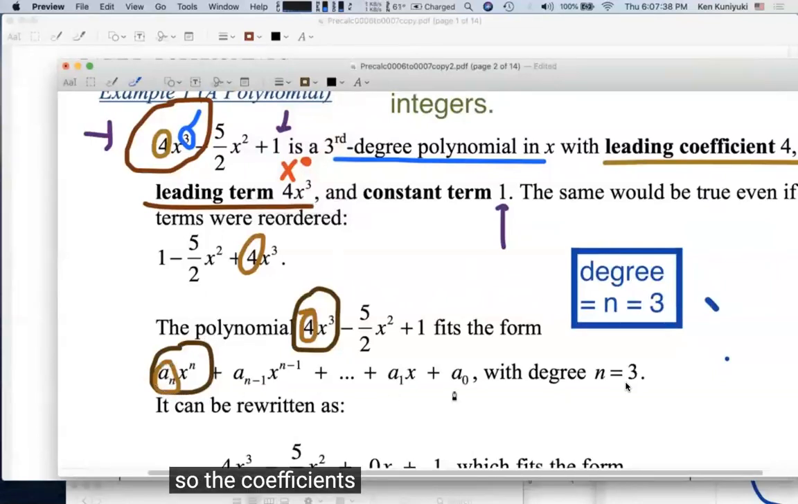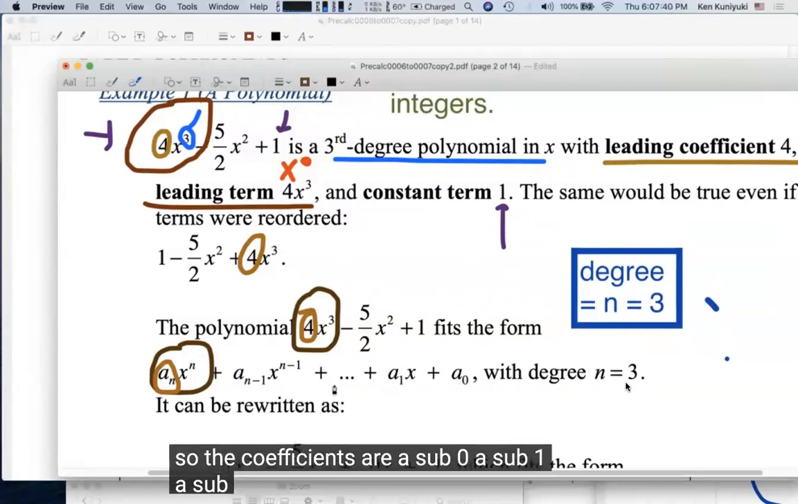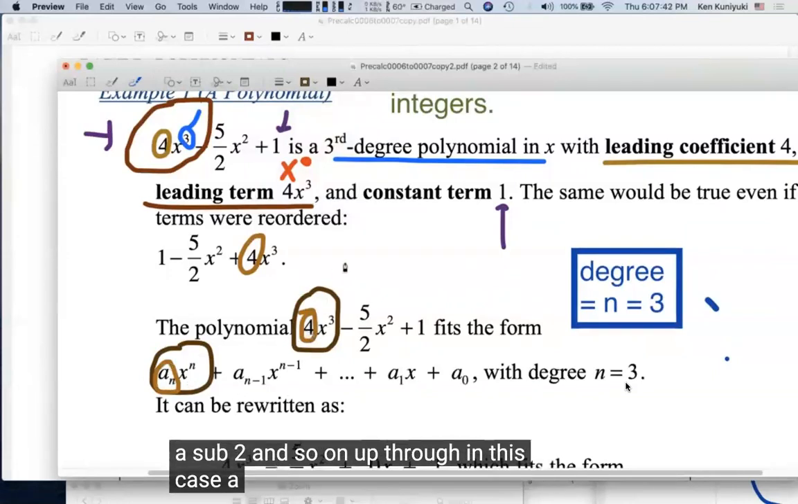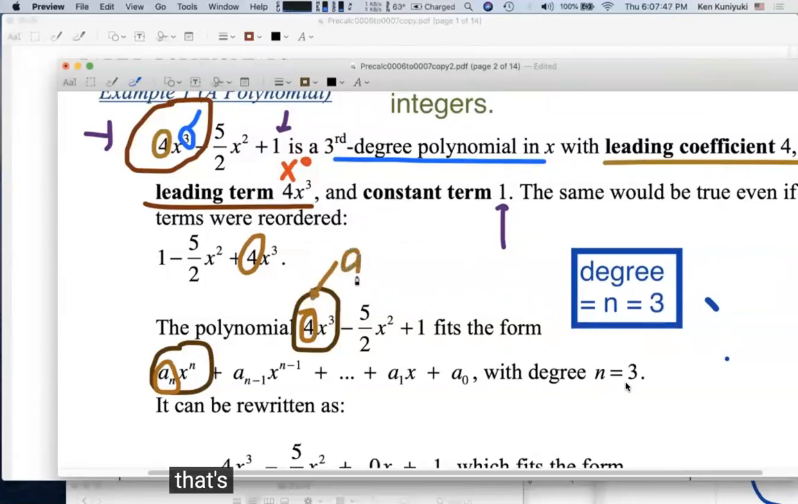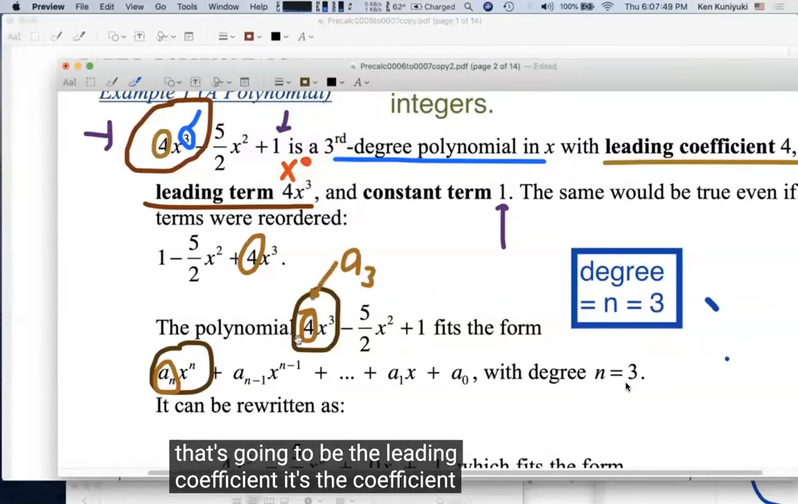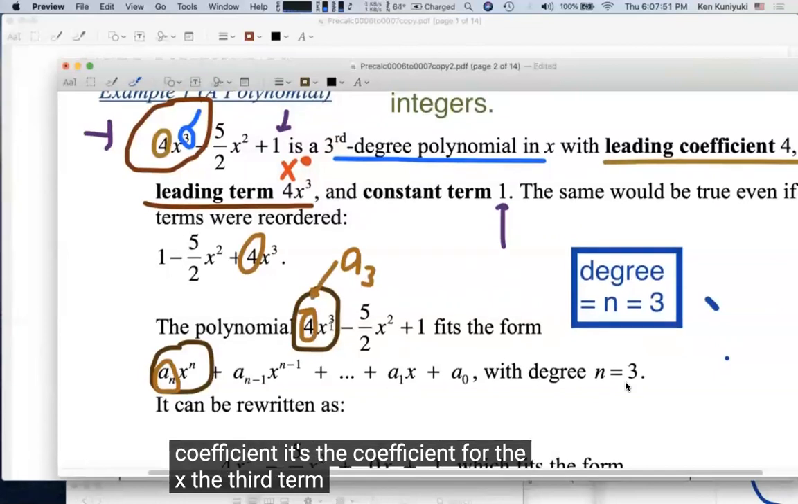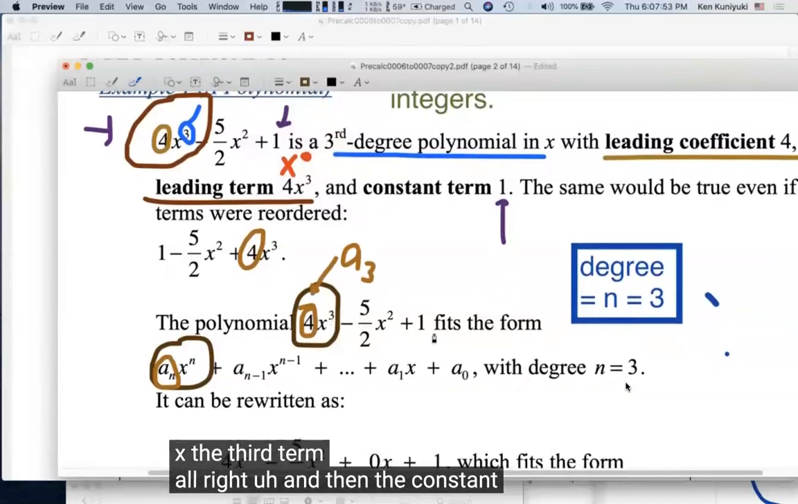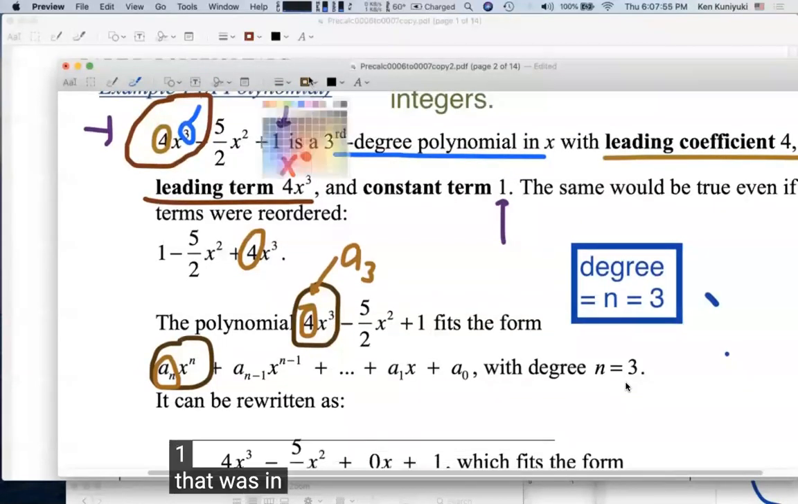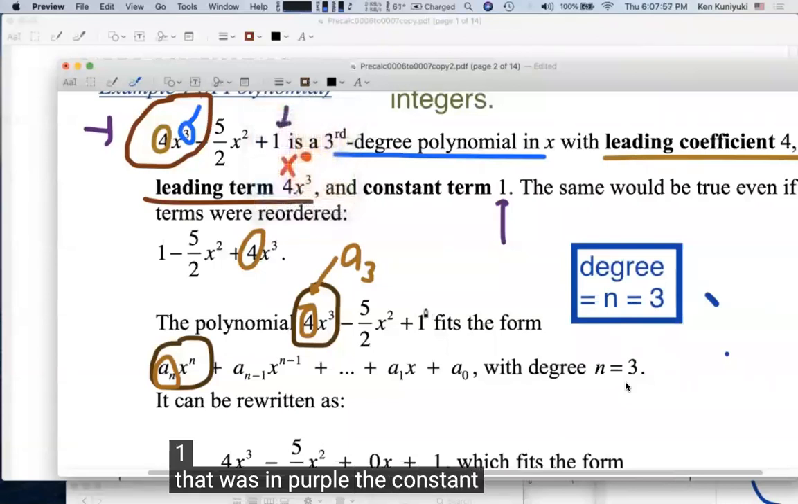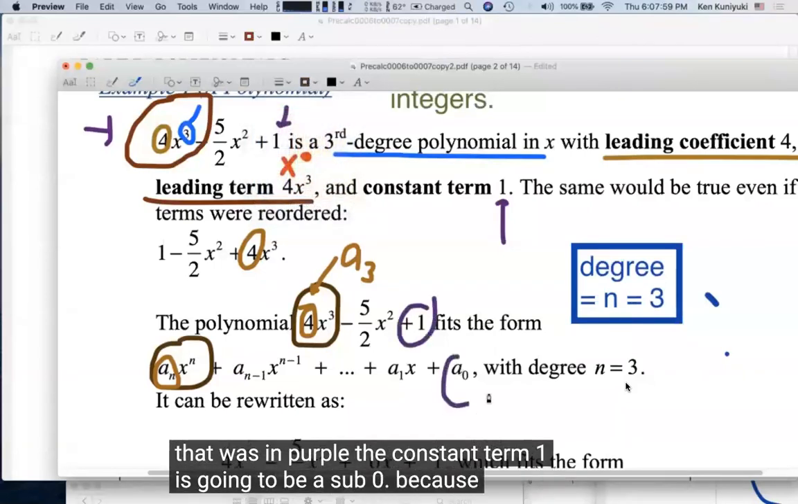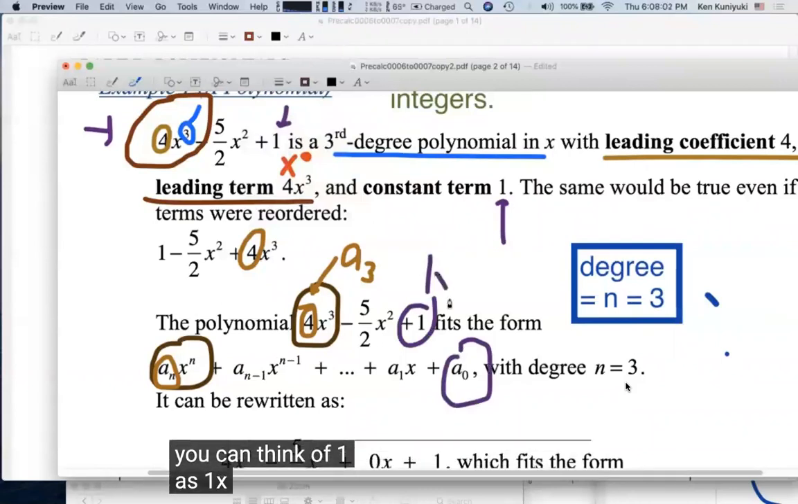So the coefficients are a sub 0, a sub 1, a sub 2, and so on up through, in this case, a sub 3. That's going to be the leading coefficient. It's the coefficient for the x to the third term. And then the constant term, 1, that was in purple. The constant term 1 is going to be a sub 0. Because remember, you can think of 1 as 1x to the 0. So it's the 0th degree term.